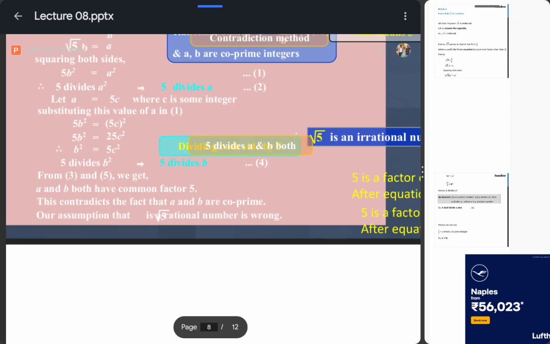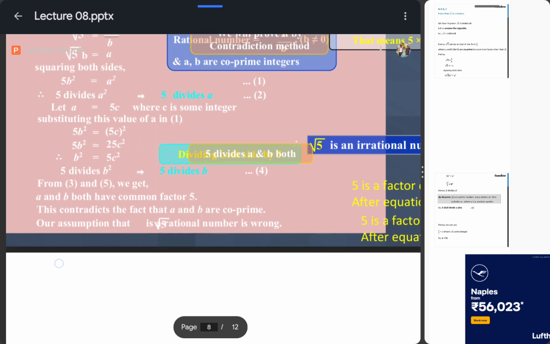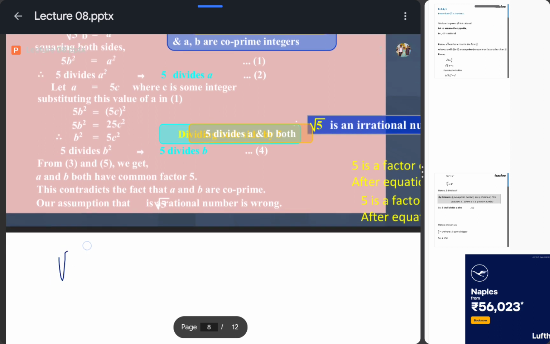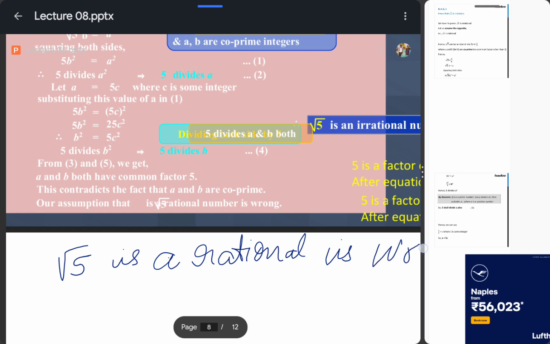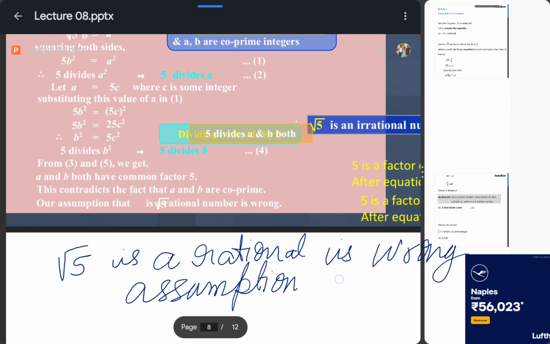So we can tell that the assumption that root 5 is rational is wrong. So root 5 is irrational.